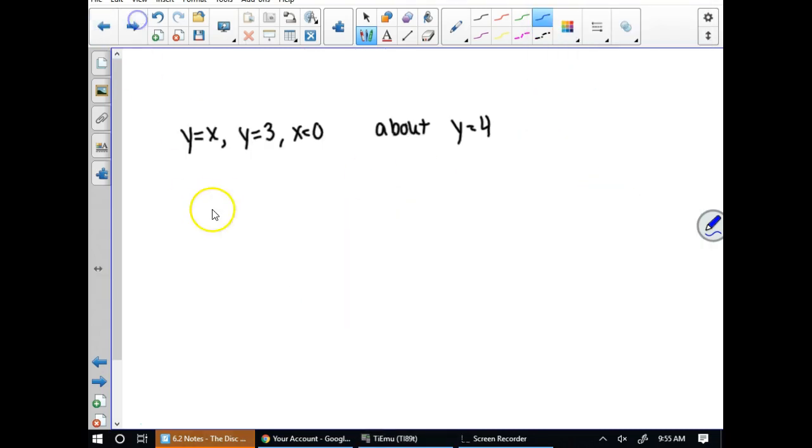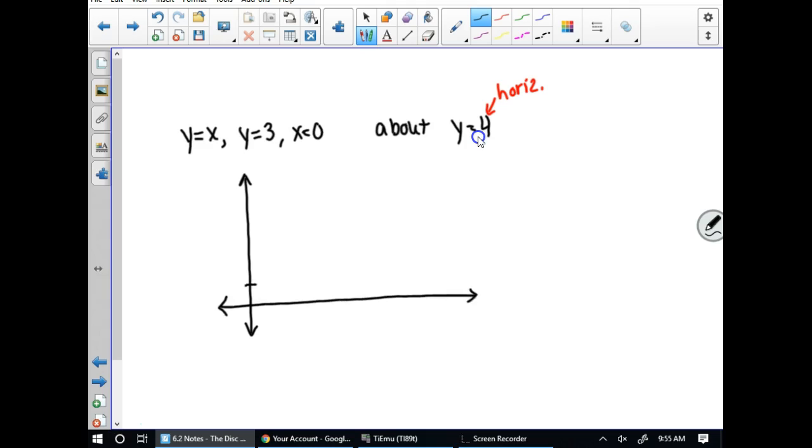Okay, let's try to get this last problem in. We've got y equals x, y equals 3, x equals 0, about the line y equals 4. And so y equals 4, what type of line is y equals 4? Horizontal. Horizontal line there. And so I know I need to go up to at least 1, 2, 3, 4 here.